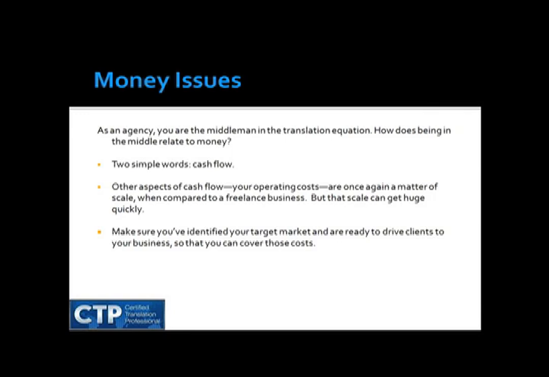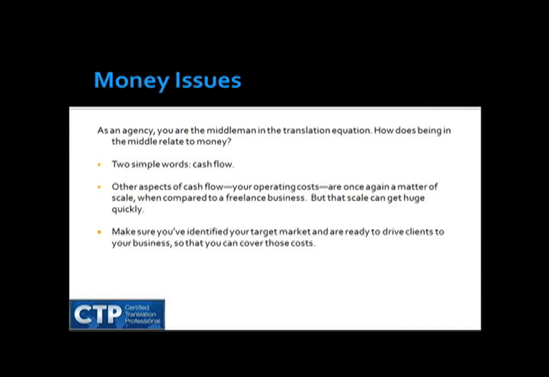Money issues. As an agency, you're the middleman in the translation equation. If your translators are in-house, of course, you're also the supplier. And if you're hiring freelancers, you're both buyer and supplier. So this gets complicated, but it's easier for our purposes today if we don't sweat the details all too much. So how does being in the middle relate to money? Simple. It's all a matter of cash flow. Your clients pay you and you pay your translators. If there's a problem on either end, you're in the middle.